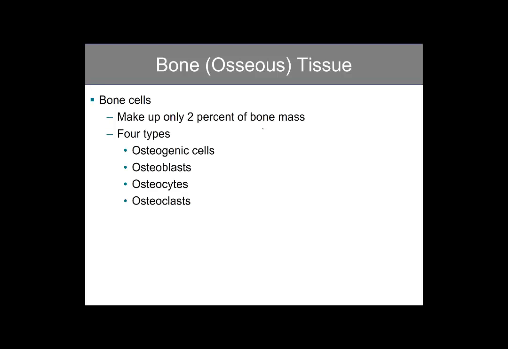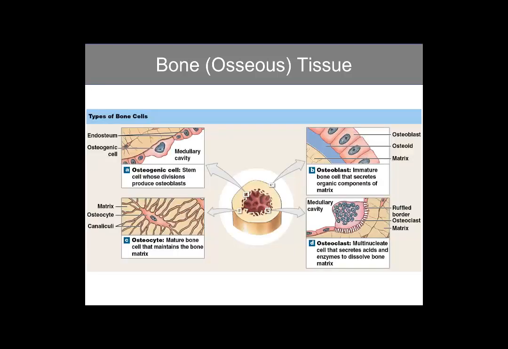3 of these sort of constitute a family tree. In fact, it's the first 3. So osteogenic cells, on the previous slide, they were referred to as osteoprogenitor cells, osteoblasts, and then osteocytes. So these 3 tend to make a little bit of a family tree, if you will. And then we have the osteoclasts. These cells differ in terms of location as well as function.